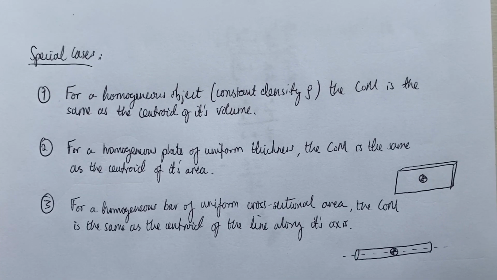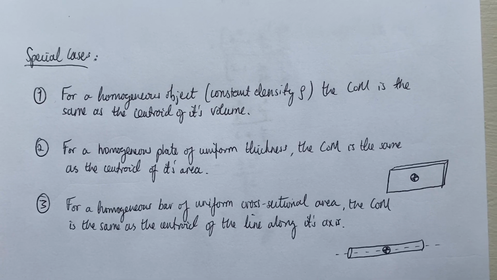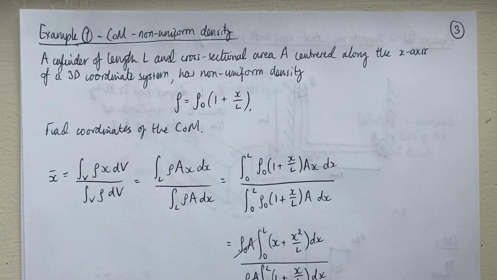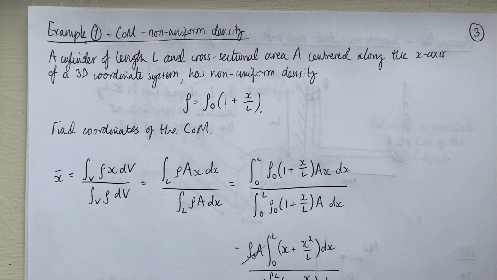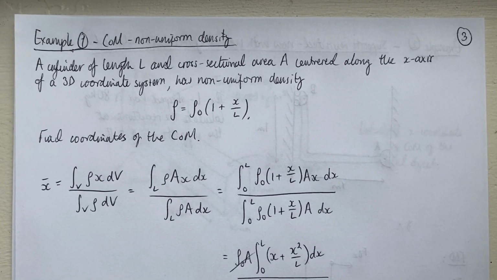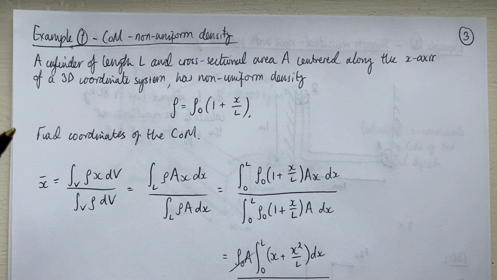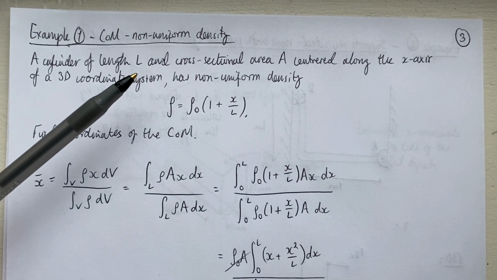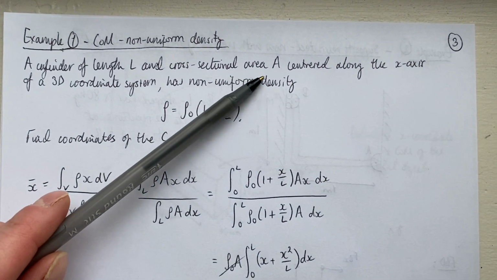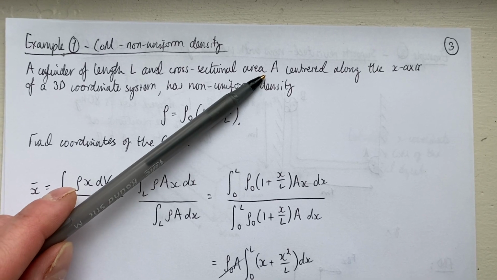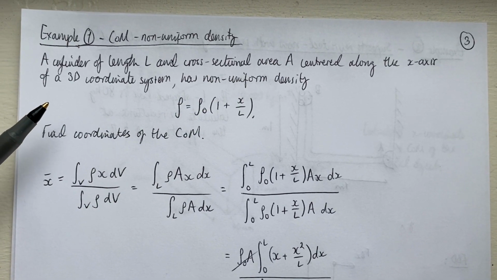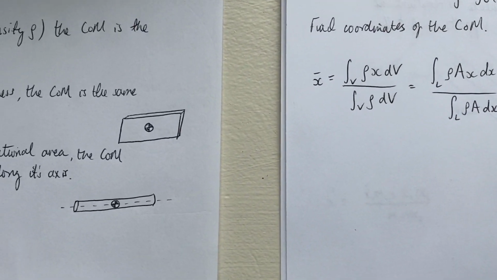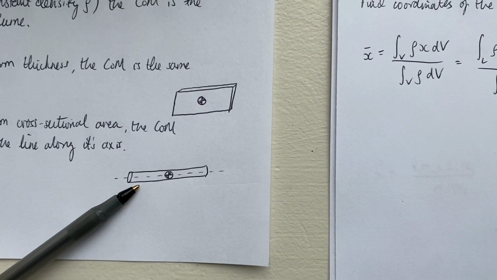So let's go ahead and have a look at a couple of examples now. Okay, so in this first example here, we're looking at a cylinder or a bar of length L and constant cross-sectional area A in a 3D coordinate system. So think along the lines of what we were talking about down here.